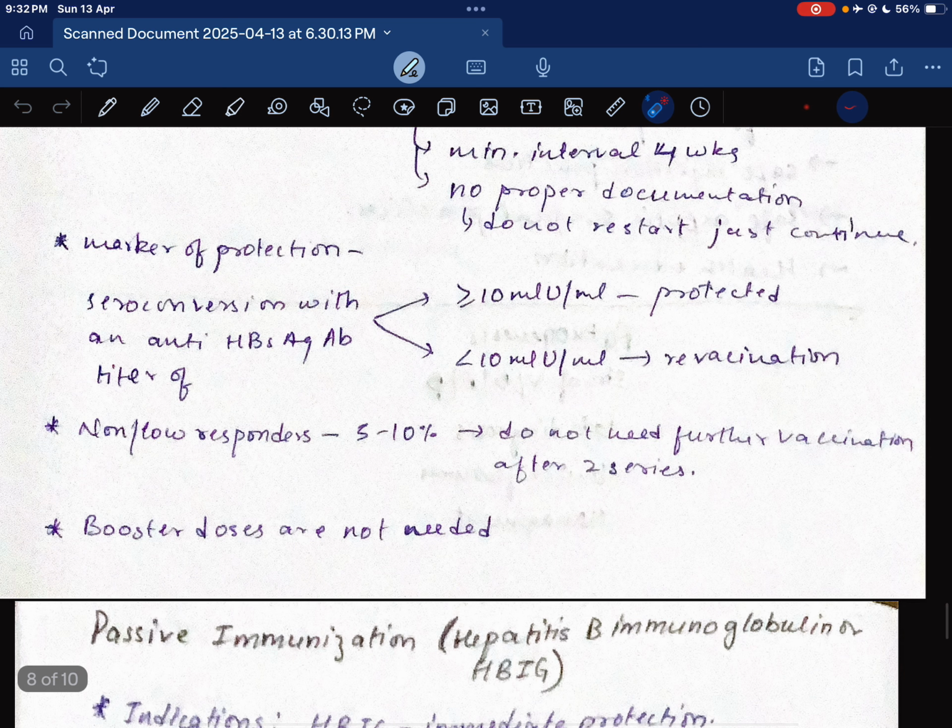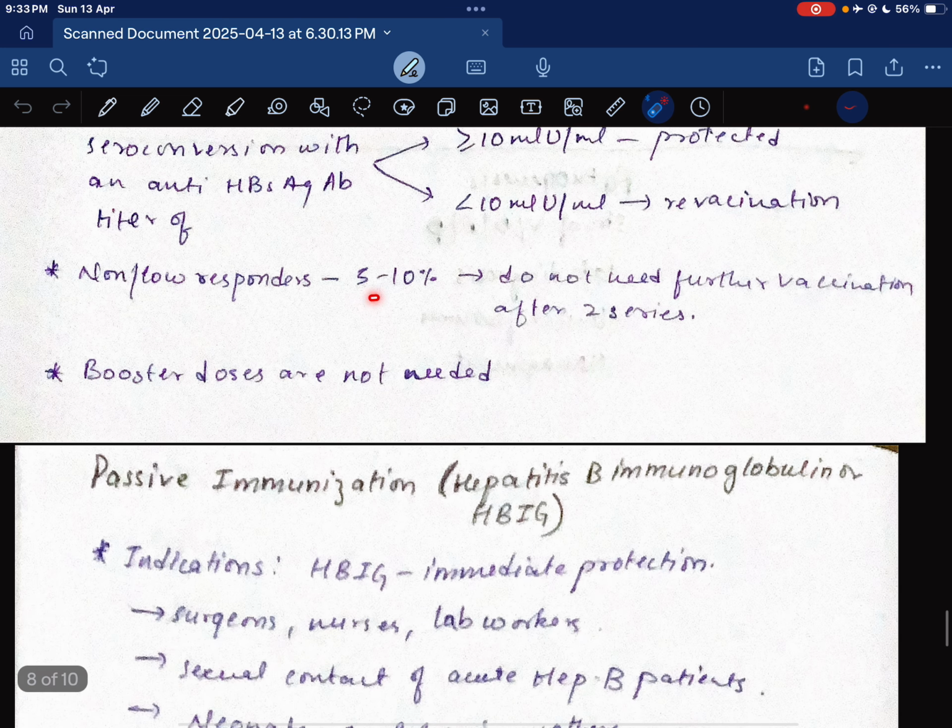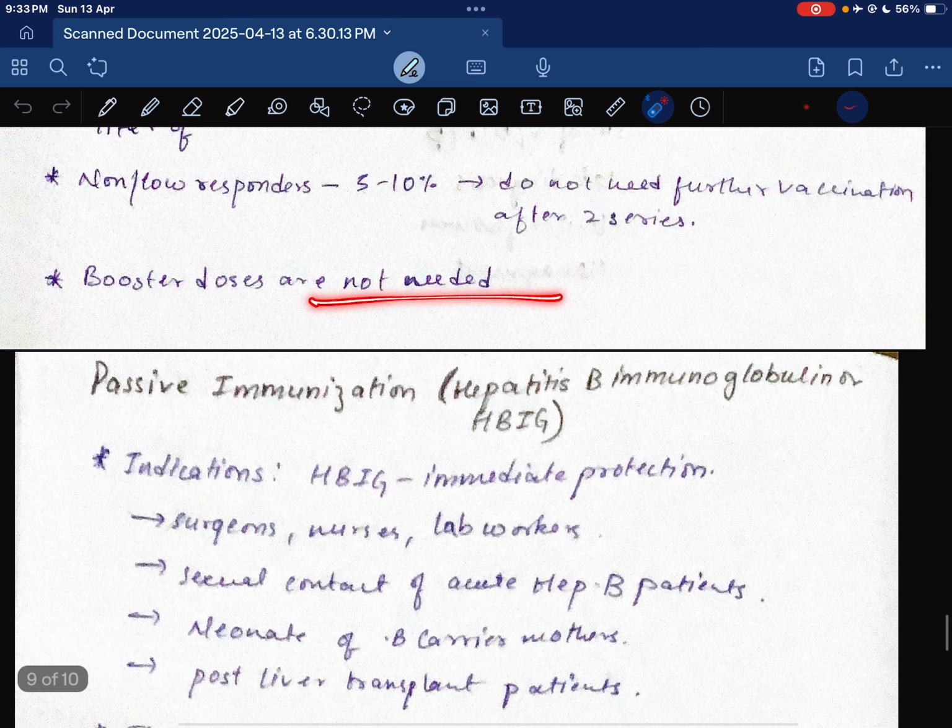Marker of protection: seroconversion with anti-HBs antibody titer of more than 10 milli-international units per ml means protected. Less than 10, the person is revaccinated. Non or low responders, 5 to 10%, do not need further vaccination after 2 series. Booster doses are not required.